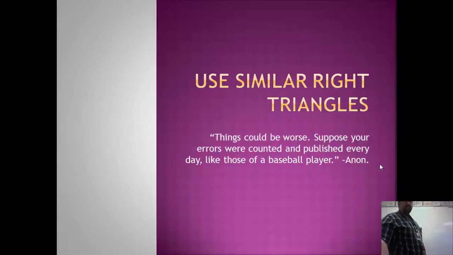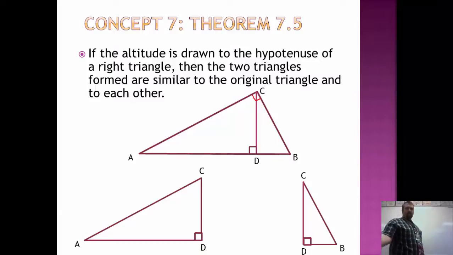The first concept, theorem 7.5, it doesn't have a name. It's kind of using what we already know, and it just says if an altitude is drawn to the hypotenuse of a right triangle, then the two triangles formed are similar to the original triangle and to each other.